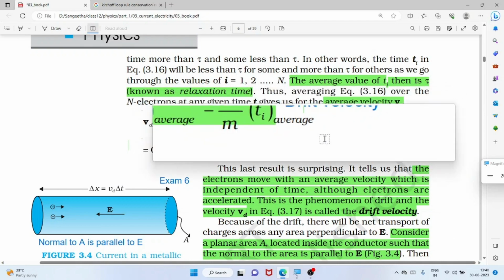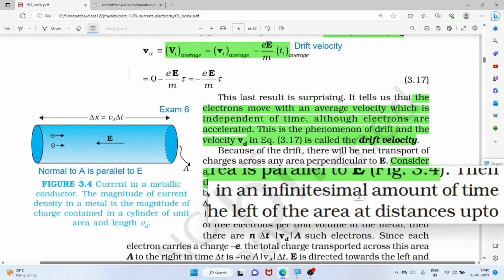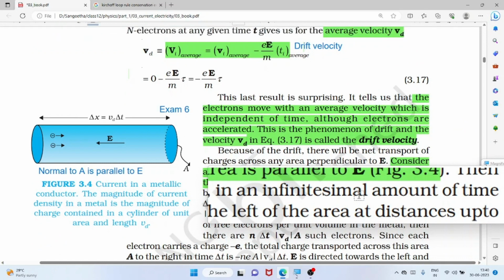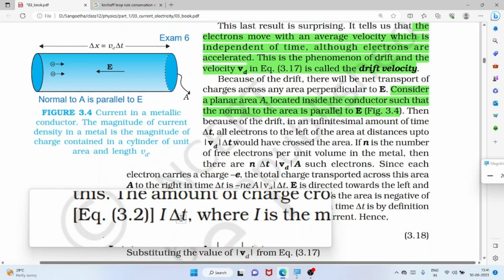Here they mention what the drift velocity is. The electrons move with an average velocity which is independent of time. Although electrons are accelerated, this phenomenon is called drift, and the velocity is the drift velocity.